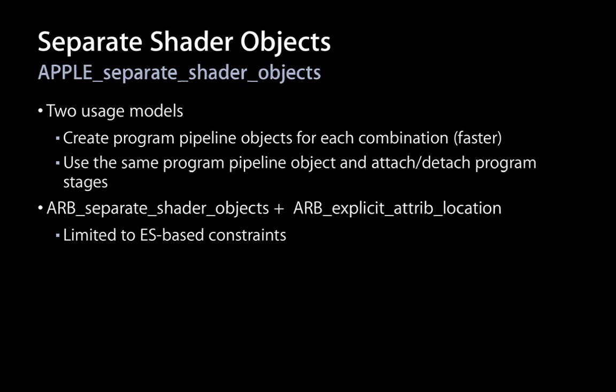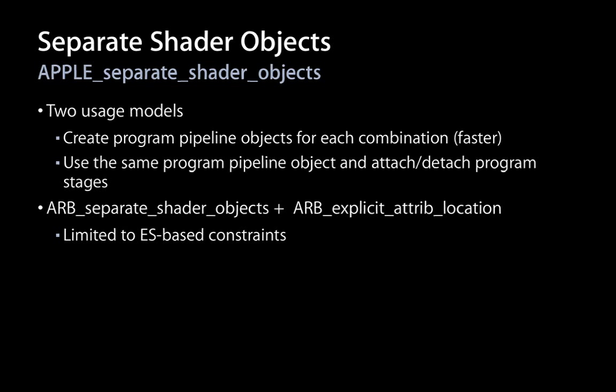So it has actually two usage models. It can create program pipeline objects for each combination. So you can create your vertex programs and fragment programs and pair them together at the very beginning instead of attaching and detaching them, which would be faster at runtime but a little slower at boot time. Or you can use the same program pipeline object, just like in my example, and attach and detach program stages on the fly, which would be a little slower at runtime because you have to attach and detach them, and there's some work going on the OpenGL ES side. But you will have faster boot time. So you can use either model depending on what your needs are.